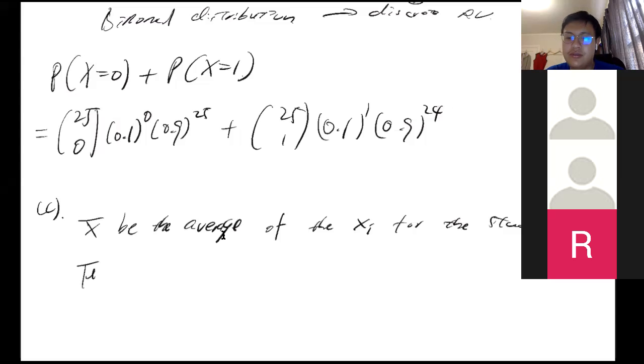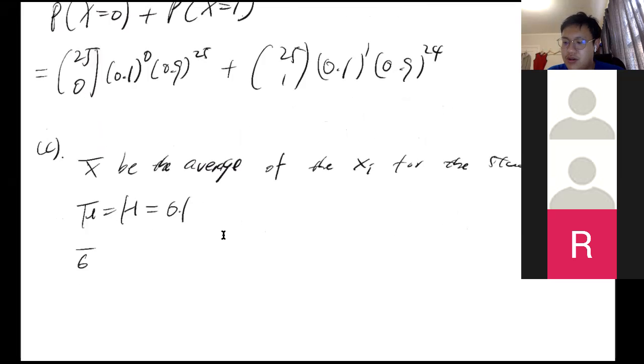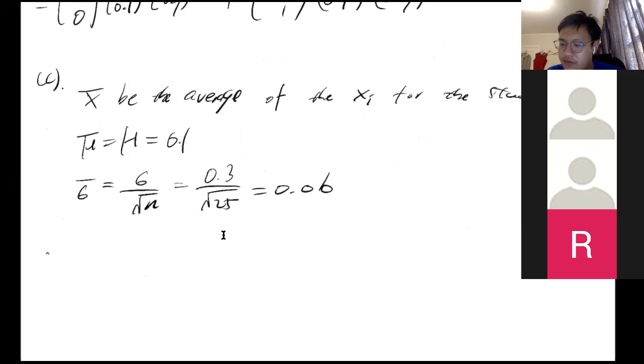So what is mu bar? Mu bar is just mu because each student is identically distributed. So the average is the same as for each student, which is 0.1. Sigma bar is sigma divided by the square root of n based on CLT, which is 0.3 divided by the square root of 25, which is 0.06. So essentially, we want to calculate the probability of X bar less than 0.04.